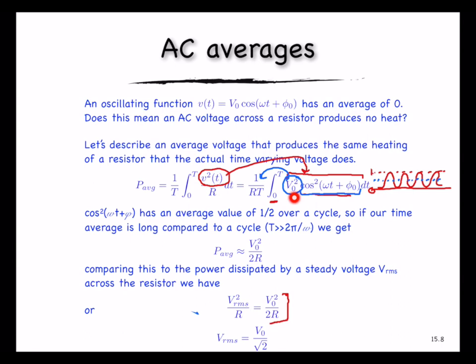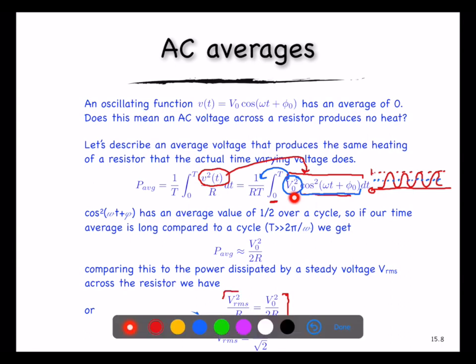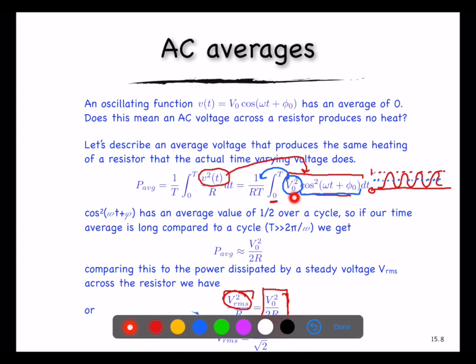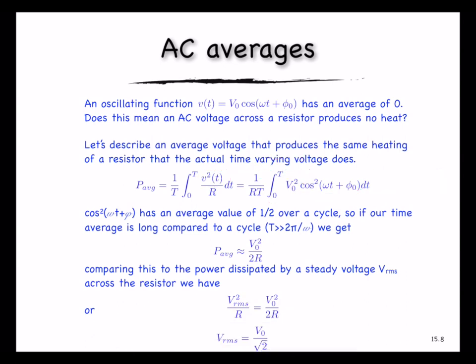So we relate that V naught squared over 2R to V squared over R that we'd have in a DC circuit. And the voltage that we plug in to our DC circuit, we're going to call some sort of average. In this case, it's an RMS. I'll describe what RMS means in a minute, but V sub RMS is the equivalent DC voltage that will give us the same dissipated power that we have on average for our AC circuit. So solving this for V RMS gives us V naught over square root of 2. So V RMS is some sort of average voltage that's a little bit less than the peak voltage V naught.